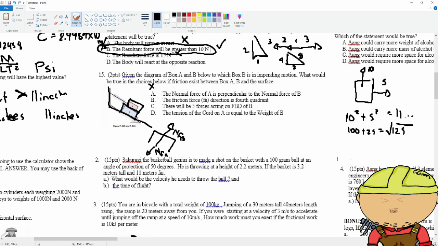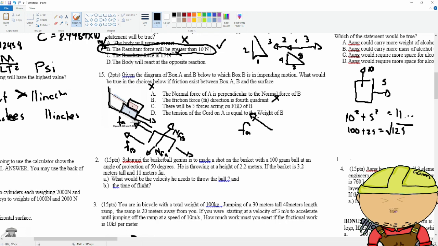Friction force A is in direction fourth quadrant. Given that box B is in impending motion, it's going downward, right? Friction of B, or friction of the ground, is going upward, then friction of A is going upward too. It's going to stop B from going downward. Okay, so wrong, because friction of A is going to the second quadrant.